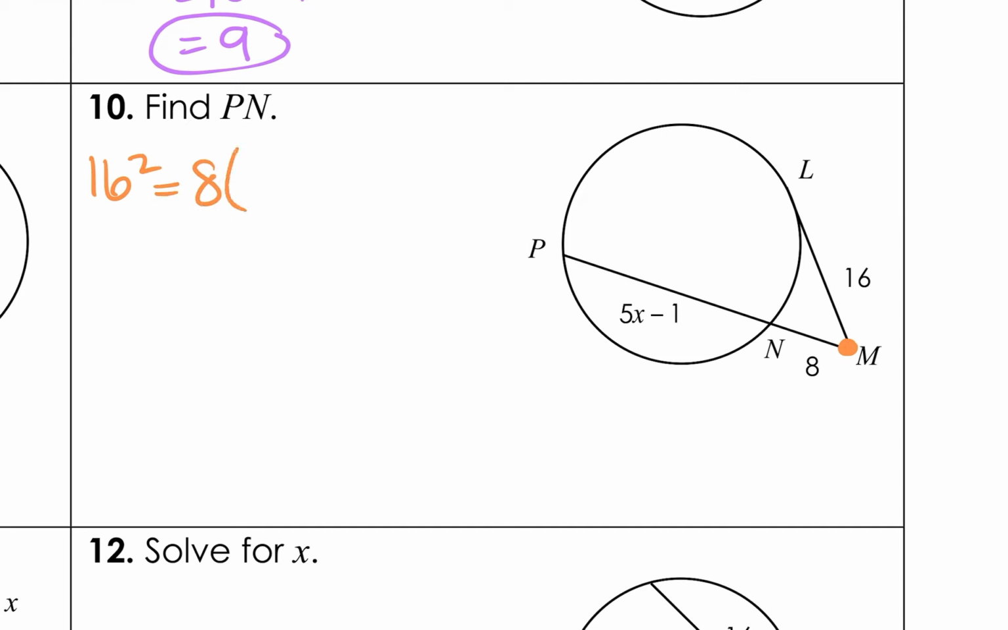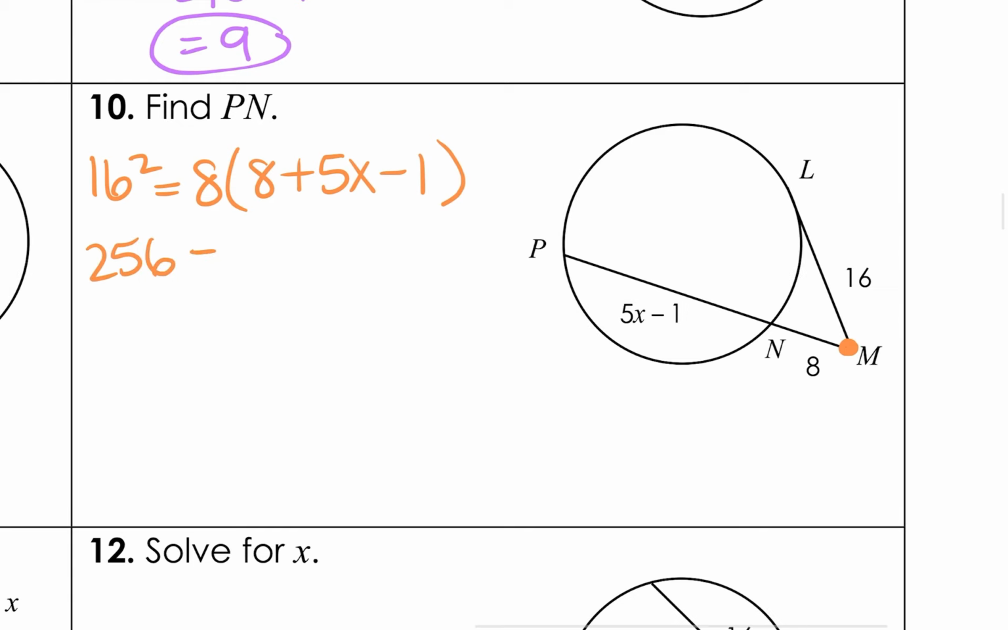Doing exactly what I just said there, 16 squared is equal to 8 times 8 plus 5x minus 1. So we are doing 16 squared, which is going to give you 256. Distributing that 8 times 8. Well, you could do the 8 minus 1 first. Let's simplify this. 8 minus 1 is just 7. And so therefore 8 times 7 would give you 56. And then 8 times 5x is 40x. Solve that two-step equation and you'll get that x is equal to 5.